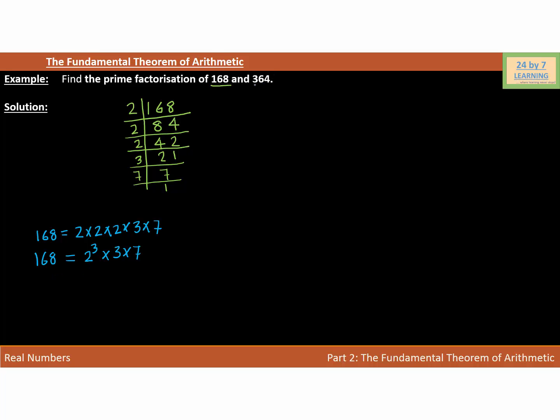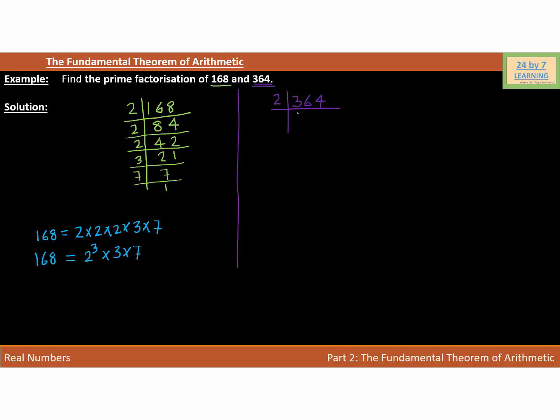Let's consider a second number, which is 364 from here. So I'm going to do a partitioning over here. So my number is 364. As you can see, 364 is an even number. So I can take 2 as my factor.